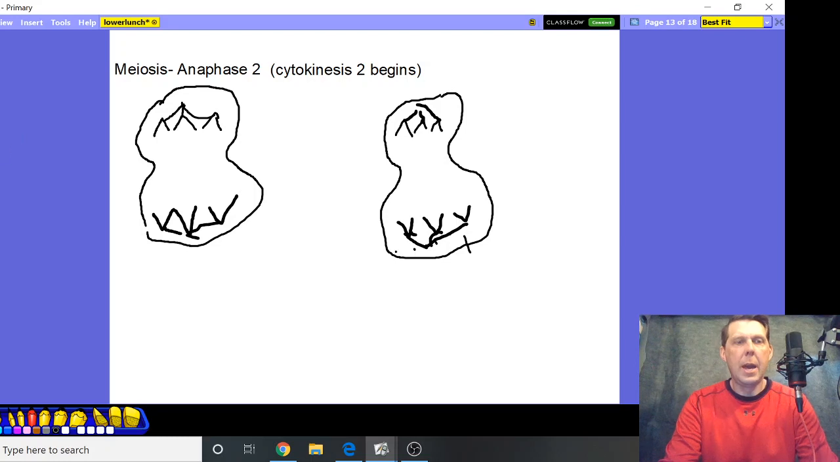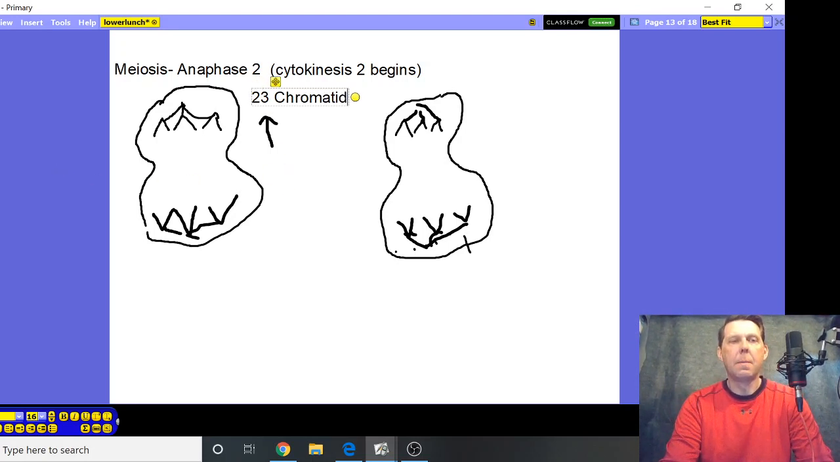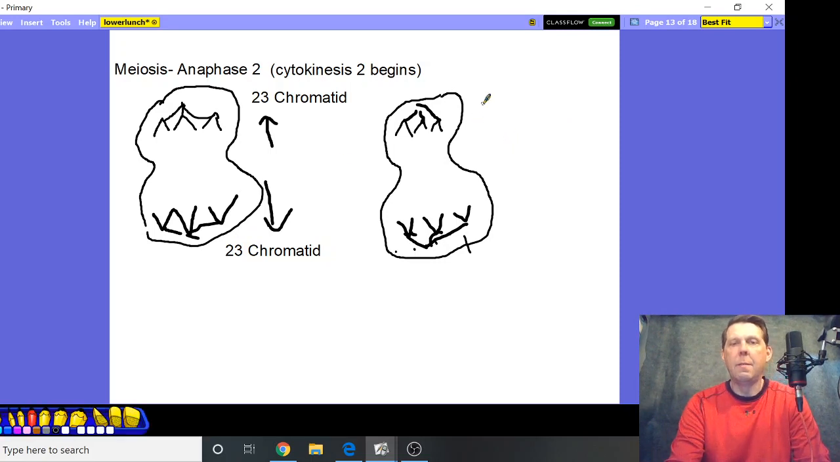All right, so how many are going this way? How many are going that way? Well, if there was 46 originally, and half of them are going that way and half of them are going this way, we get the magic number we were looking for, and that's 23 chromatids going that way and 23 chromatids going this way. And over here, we have 23 chromatids going this way and 23 chromatids going that way.